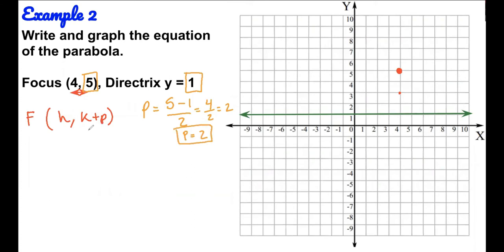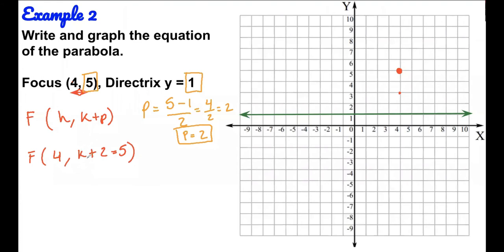All right, so from here, we can go ahead and find our K in order for us to get the vertex. K is going to be added to P, and it's going to be equal to 5. Let me go ahead and rewrite this. Let me write the value of H. It's 4. K plus P, K plus 2 equals 5, right? Because we know that the focus is already given. It's 4, 5.